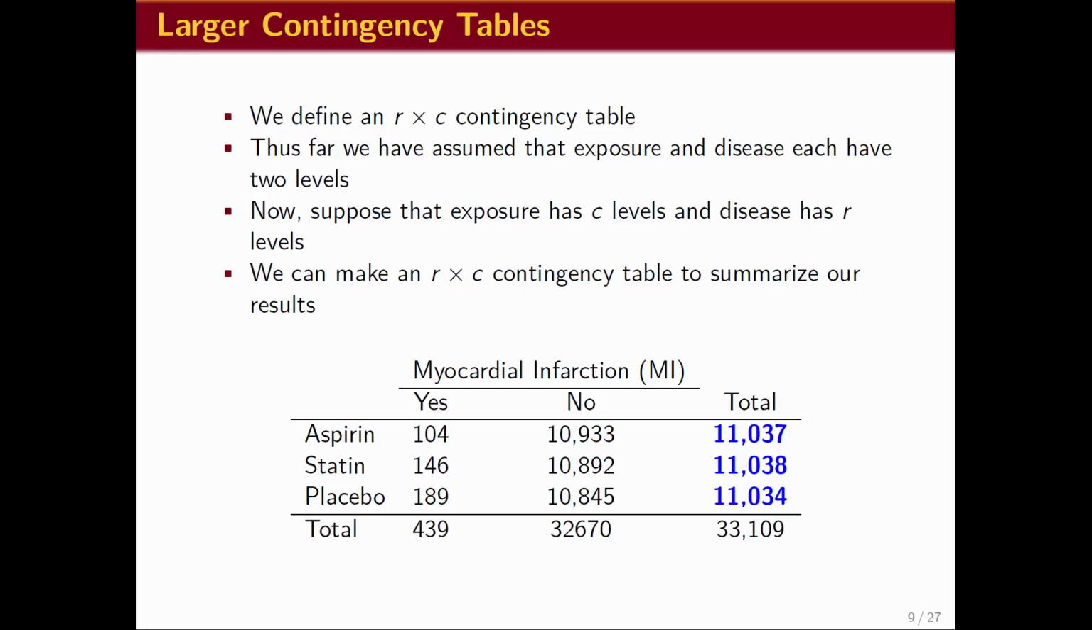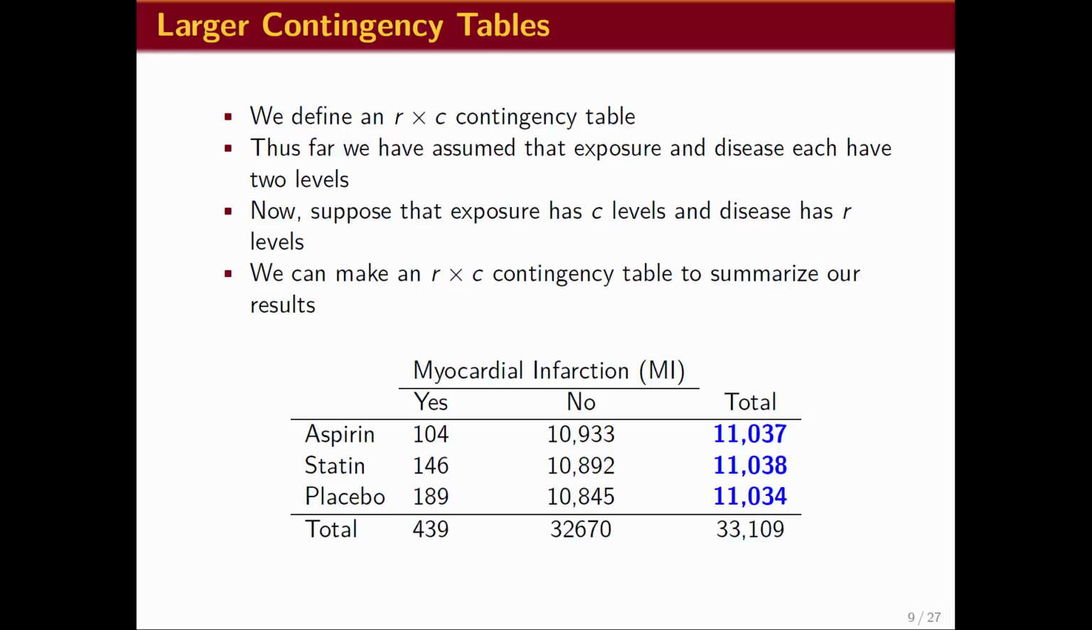Now, interesting thing to note here, how come we needed 11,000 people in each of these groups? How come we needed like 30,000 people in this study, right? That's a really big clinical trial, right? How come we needed the sample size of 30,000 or so? Sorry? Yeah, right. It has to do with the fact that MIs don't happen that frequently, right?